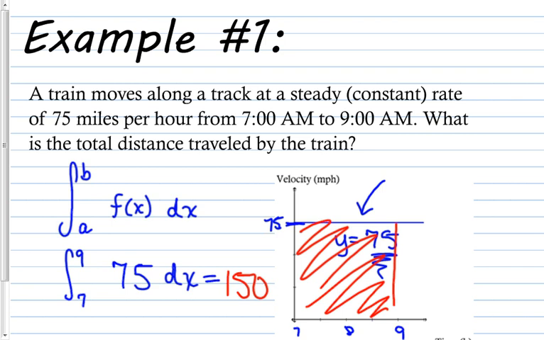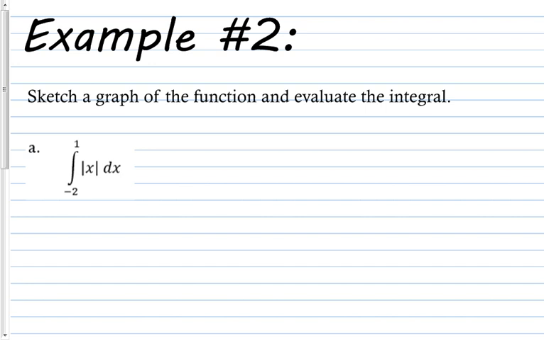All right, proceeding. Example 2, sketch a graph of the function and evaluate the integral. All right, so I want you to sketch the function. This is an absolute value, and if you recall, an absolute value looks like a V. They want me to pay attention to the interval from -2 to 1. So here's -2, and here's 1.